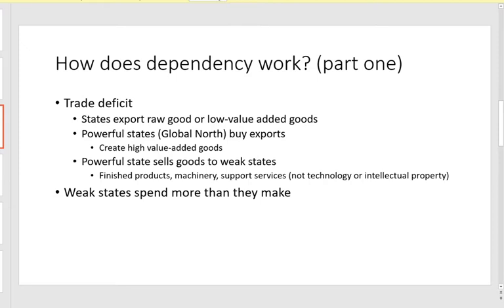But when you're dealing with support services, I might sell you the machine, but I'm not going to tell you how it works. I'm going to sell you a support that works it. I'm going to sell you a team that comes and installs it. So you're going to pay the global north state, the powerful economic state, to come and install the machinery. You're going to pay that state, or that company in that state, remember, because this is a trade deficit. So some company from the powerful state comes in, sets it up.